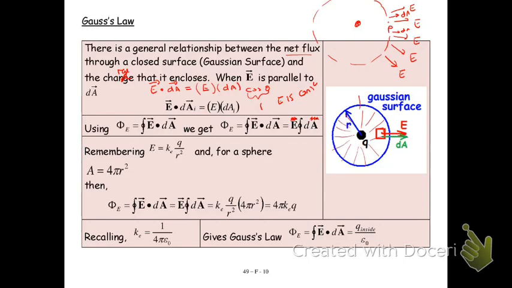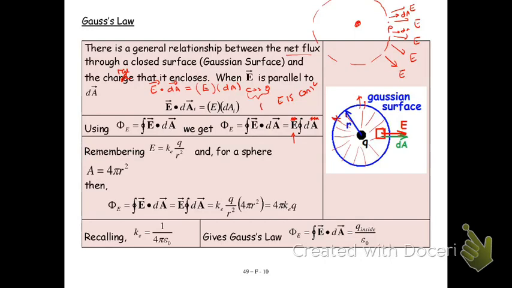Because I'm thinking about E and dA and E and dA all over this thing, and it's the same distance. So that means E becomes a constant, and so it can come out of the integral. So that's interesting. My flux, which equals my surface integral of E dot dA, becomes E times the integral of dA.